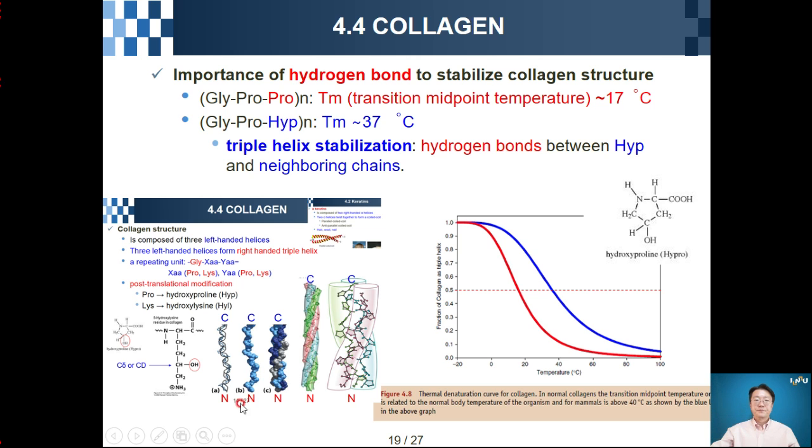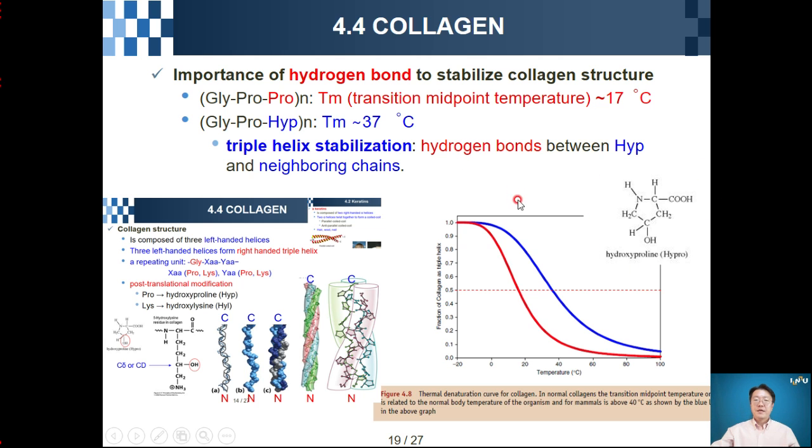Usually the post-translational modification can happen in proline or lysine, especially the proline. So this is the C alpha, C beta, C gamma carbon. Usually the C gamma carbon has the methylene group, but now the hydrogen is changed to hydroxyl. So we call this hydroxyproline.